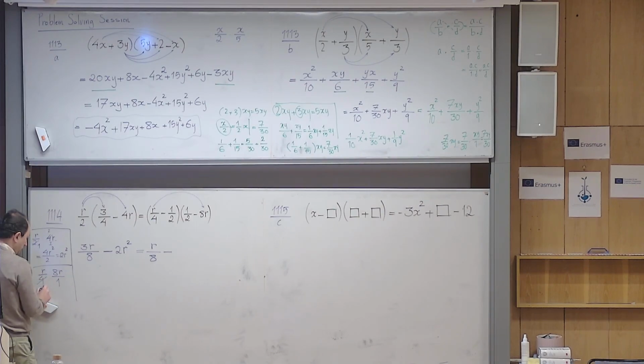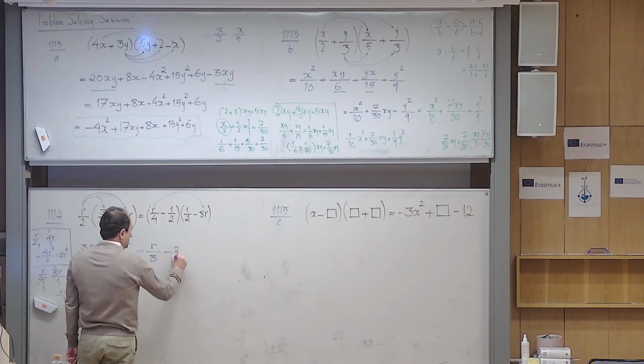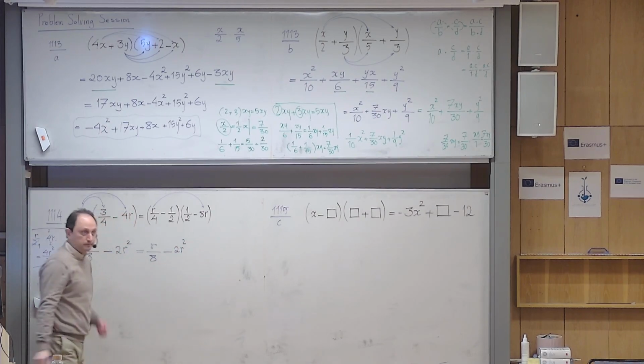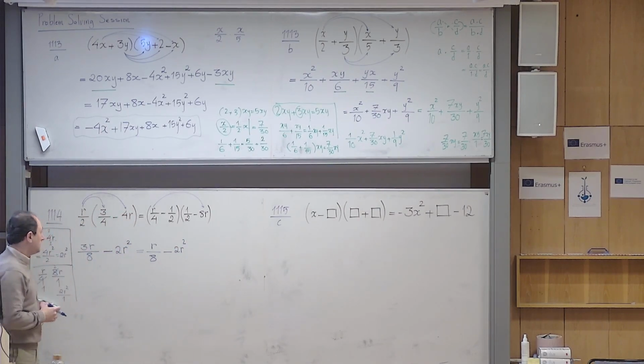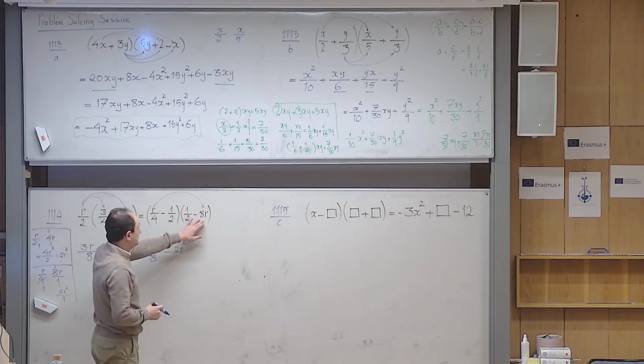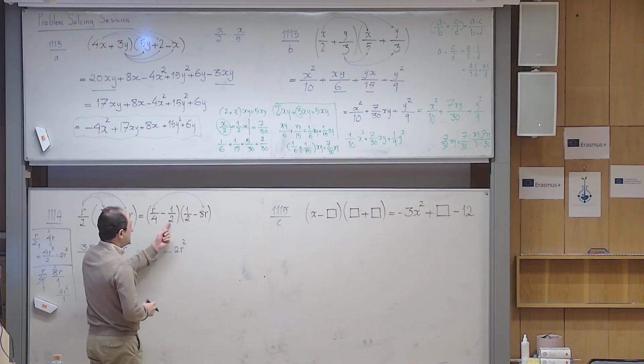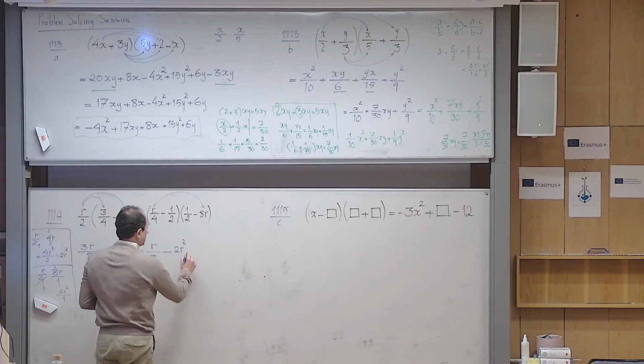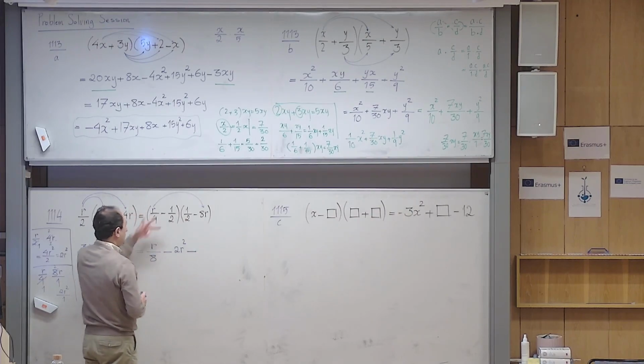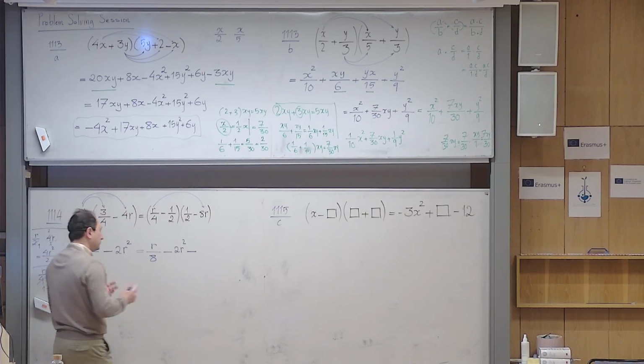4 to 4, 1 times. 8 to 4, 2 times. But 1 times 1 is 1. r times 2r is 2r squared. But 2r squared over 1 is the same as 2r squared. Yes? Now that is finished, I go back here. This is minus, this is plus. When I multiply them, it becomes negative. 1 over 2 times 1 over 2. What is the answer? 1 over 4.